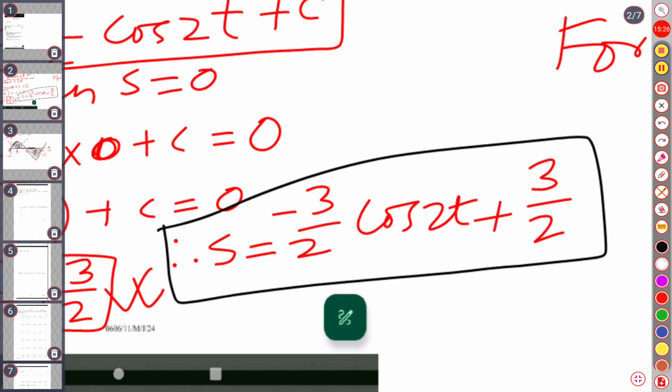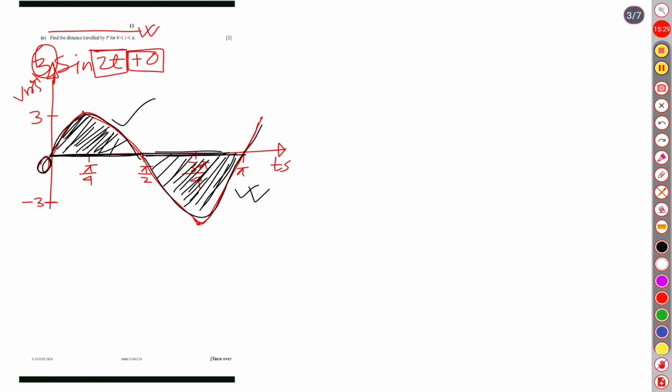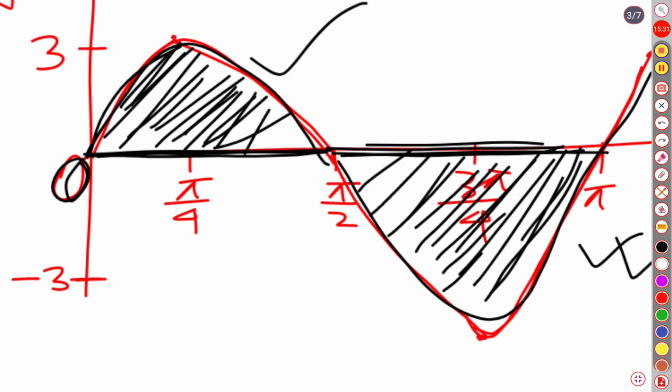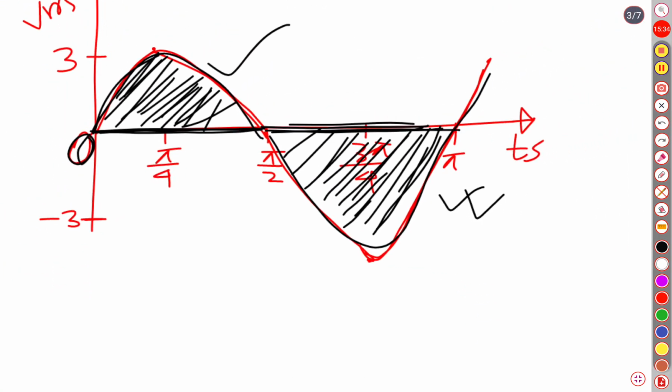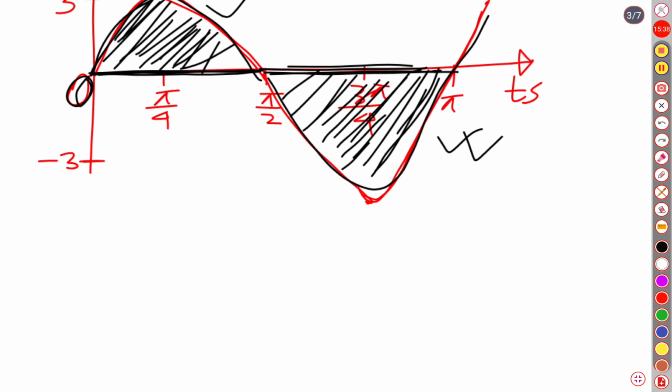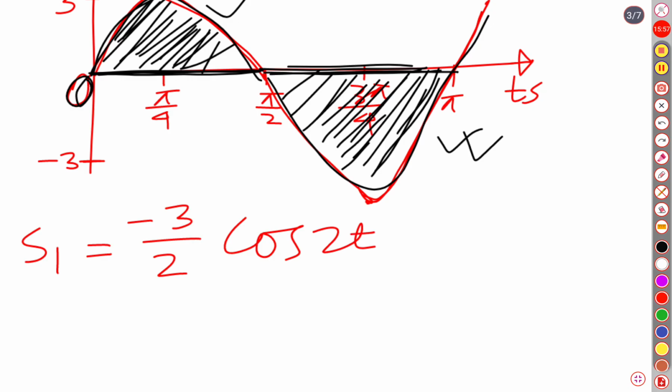S1. I have already explained, we will solve this part by part. So S1 is equal to, let me change the color of the ink. S1 is equal to, what was our integrated part? For displacement, the function was negative 3 over 2 cos 2t plus 3 over 2. And we have already come to know that this is our displacement function.